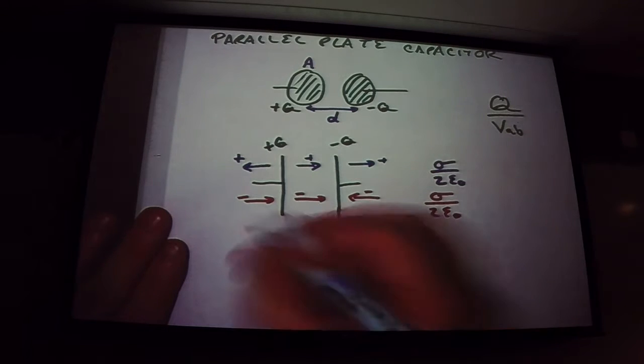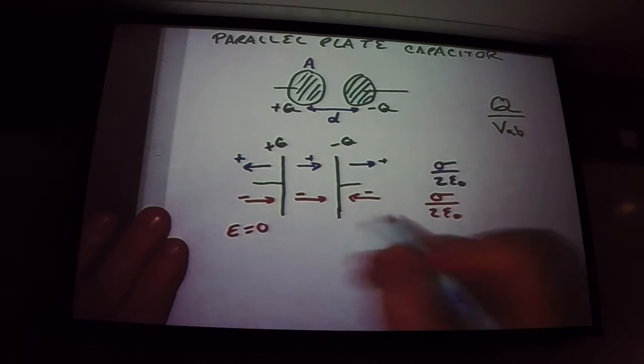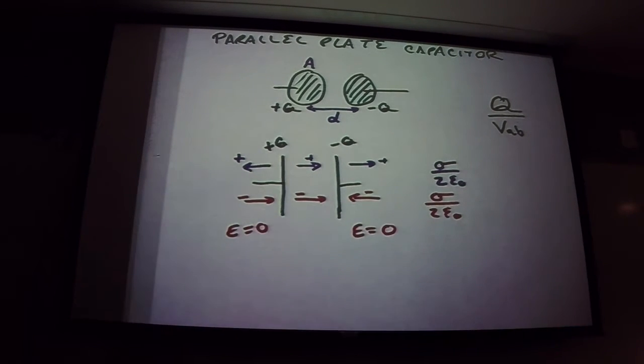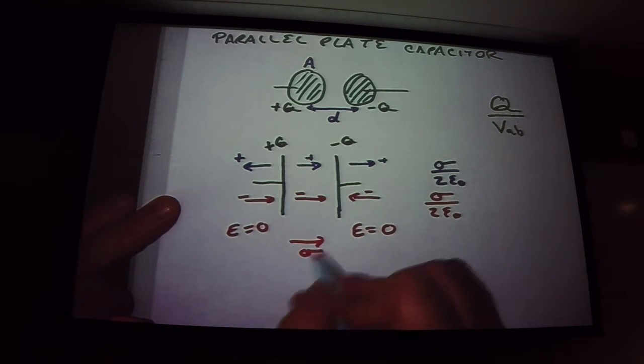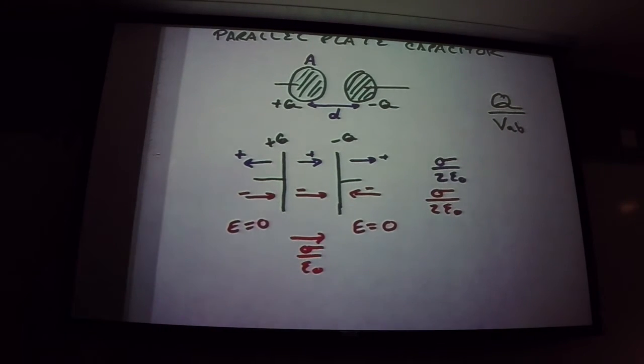So out here, the total electric field is 0. And in between, they add up. And so the total electric field that you get in between is sigma over epsilon naught. And it's what we call a uniform electric field. When we talk about creating uniform electric fields, that's how you do it.